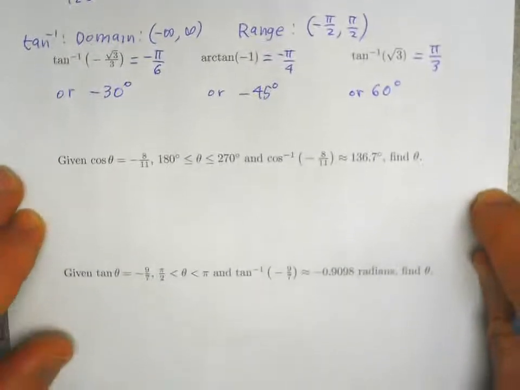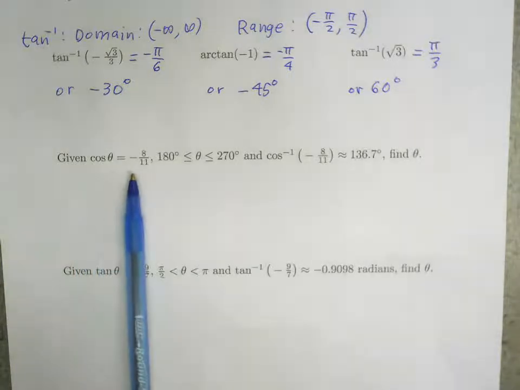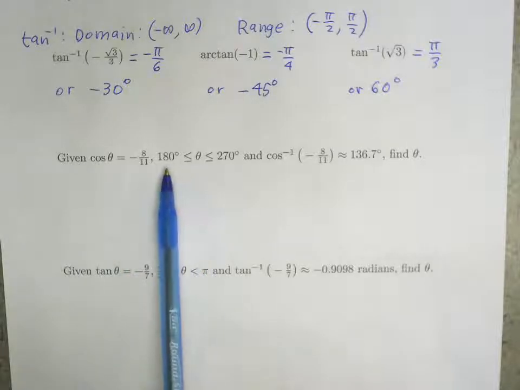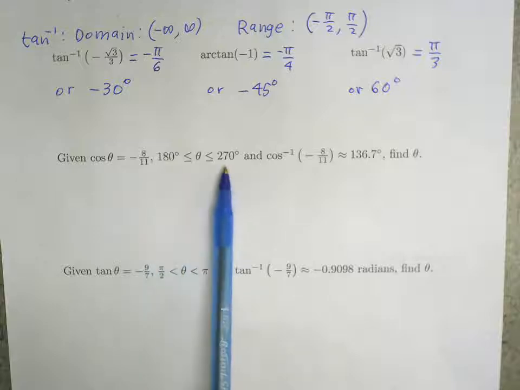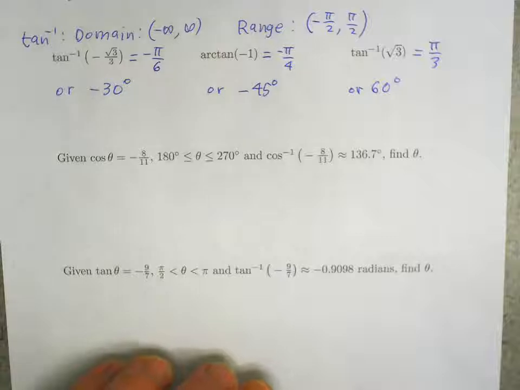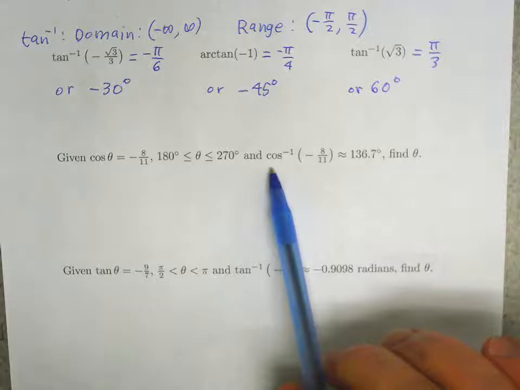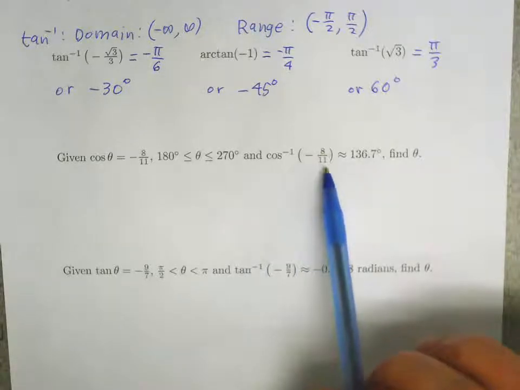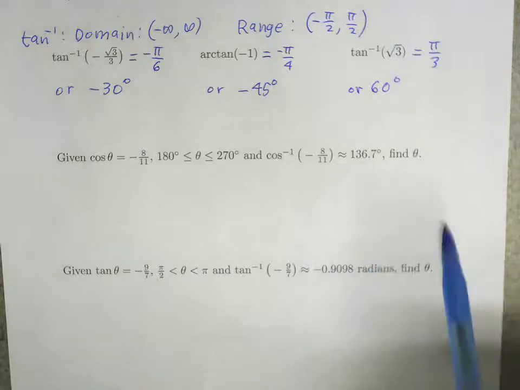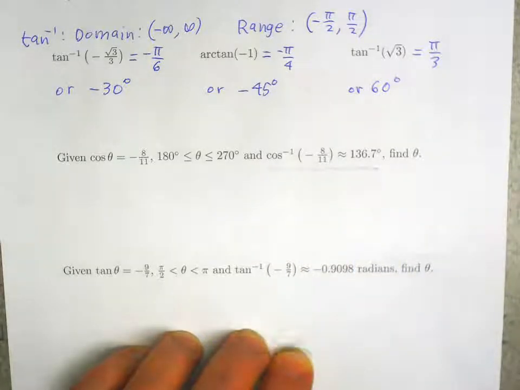Okay, let's look at another exercise. So here we're given that cosine of theta is equal to negative 8/11, and theta is between 180 degrees and 270 degrees. So that's in the third quadrant. And we're also given that the inverse cosine of negative 8/11 is approximately 136.7 degrees. Okay, so this angle is in the second quadrant.